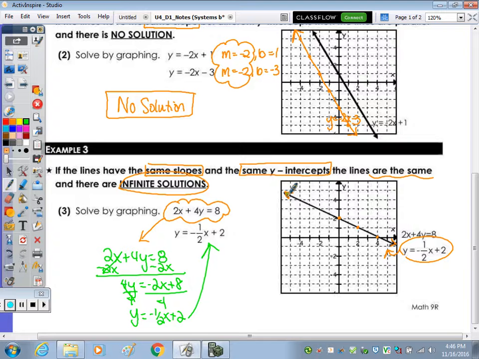So when you graph it, it lands right over the top of it, and it's essentially, again, the same line. Okay? So our solution is an infinite number of solutions.